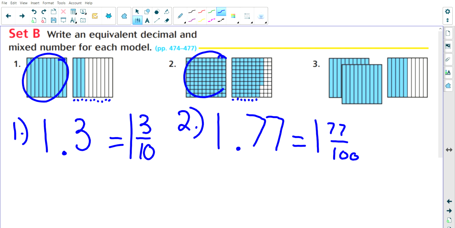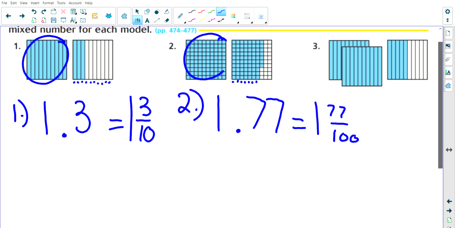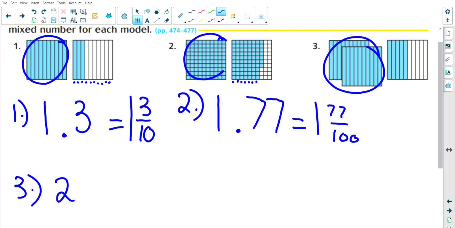All right, go ahead and try number 3. Pause the video when you're ready for the answer. Unpause. All right, number 3. I see on number 3 that there are 2 wholes, so a 2 should go in the ones place. I see that there are 1, 2, 3, 4, 5 tenths, so a 5 should go in the tenths place, which would leave us with the number 2 and 5 tenths.